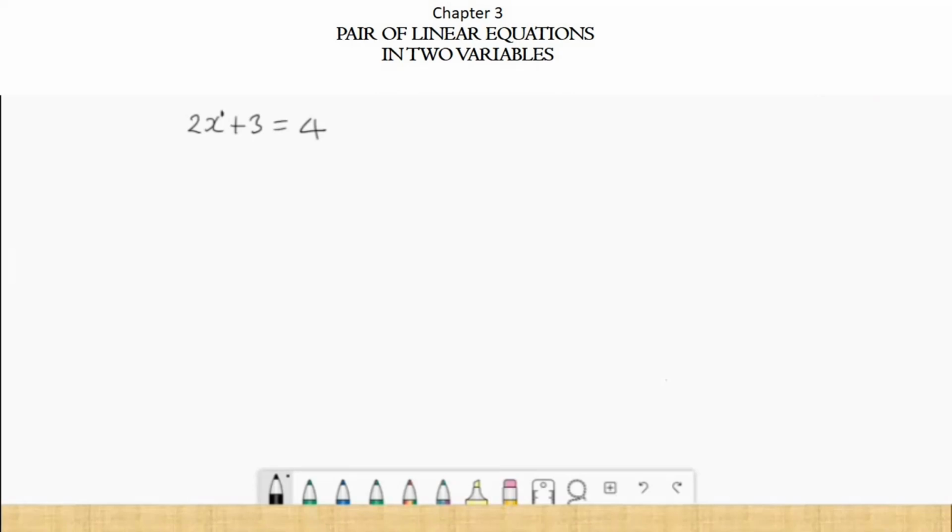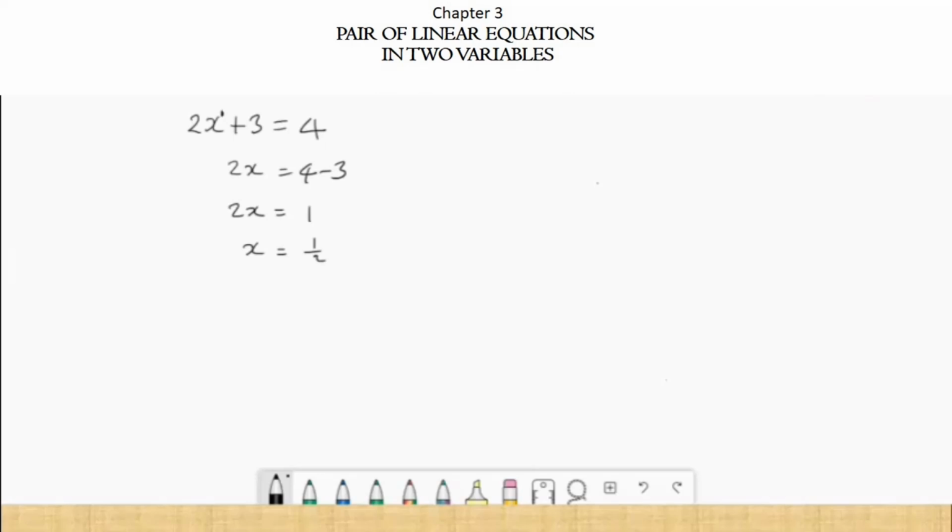In 8th standard, you have also seen the solutions of linear equations in one variable. You can shift the numbers, the coefficients and constant term, to the right side. Then you will get the value for x. In this example, 2x is equal to 4 minus 3. So 2x is equal to 1 and x is equal to 1 by 2 is the solution. So for a linear equation in one variable, there will be only one solution.